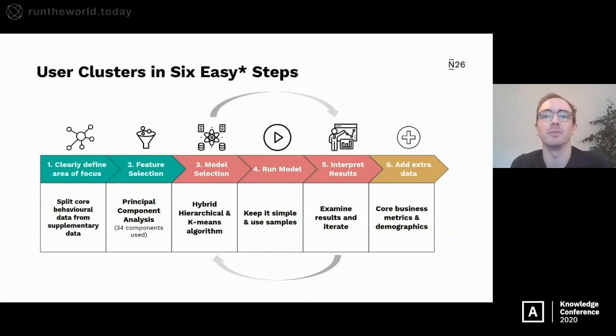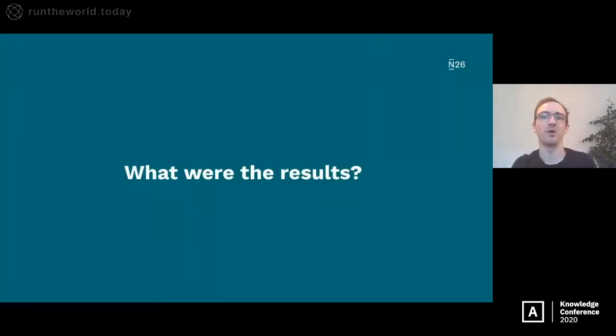And once we get to step number 5, it's really all about making sure that we can actually describe the results in a coherent way to the business and they'll understand them. Cool. So I'll skip through quickly what we actually found then.